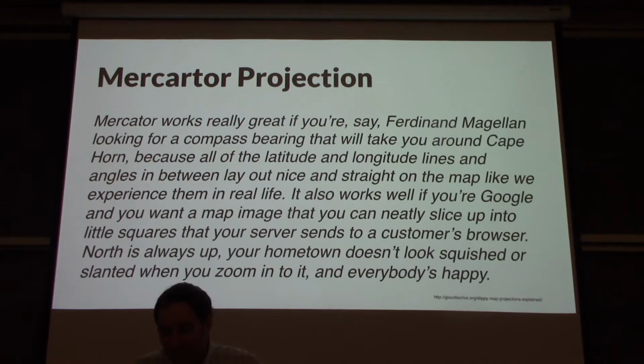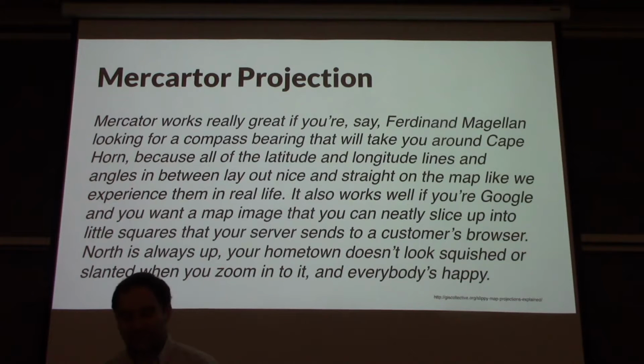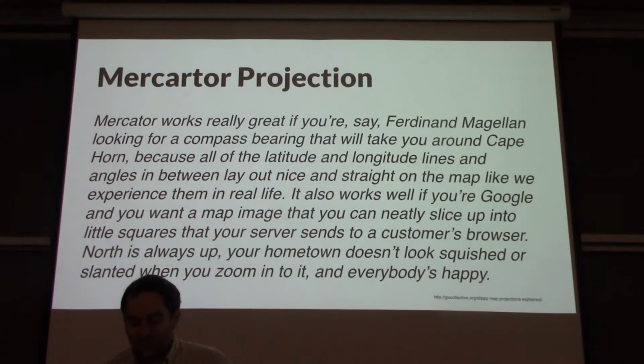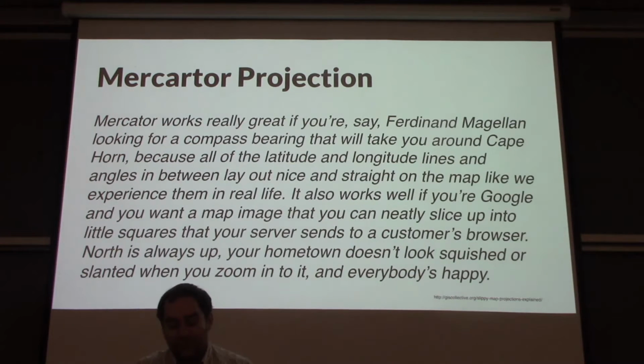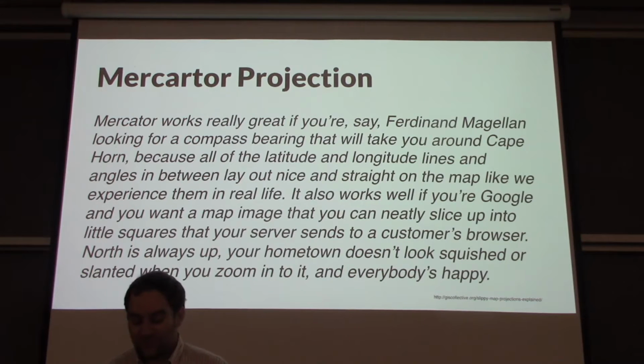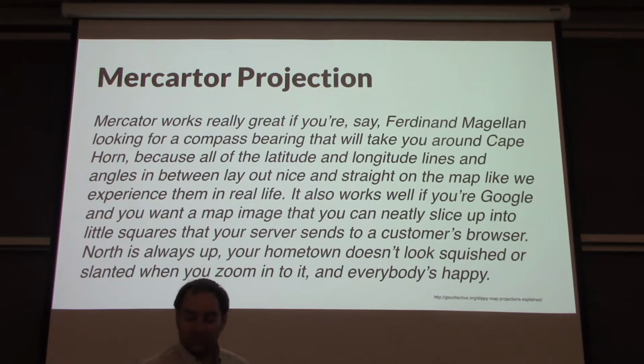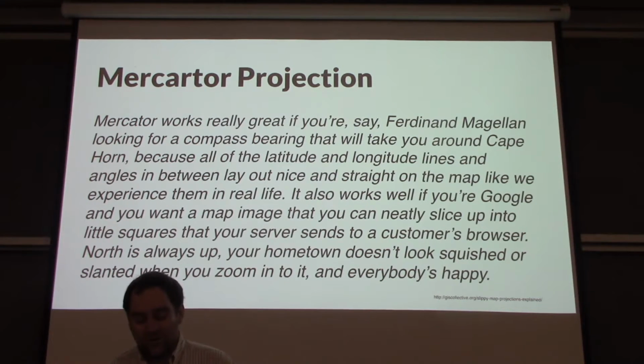Mercator works really great if you're, say, Ferdinand Magellan looking for a compass bearing that will take you around Cape Horn, because all of the latitude and longitude lines and angles in between lay out nice and straight on the map like we experience them in real life. It also works well if you're Google and you want a map image that you can neatly slice up into little squares that your server sends to customers' browsers. North is up, your hometown doesn't look squished or slanted when you zoom into it, and everybody's happy.